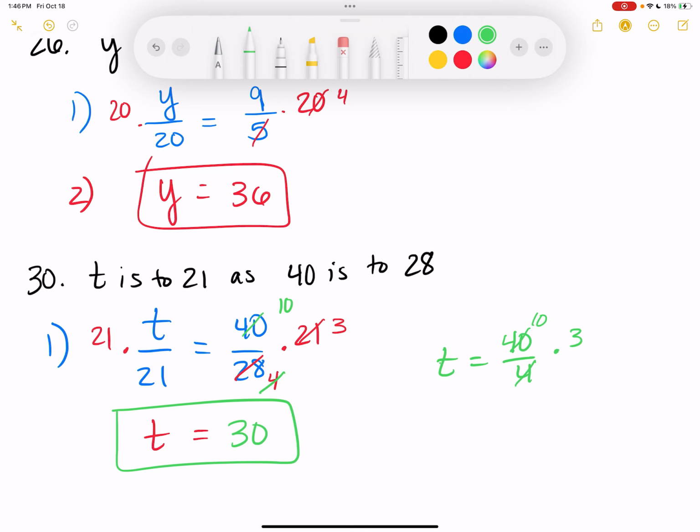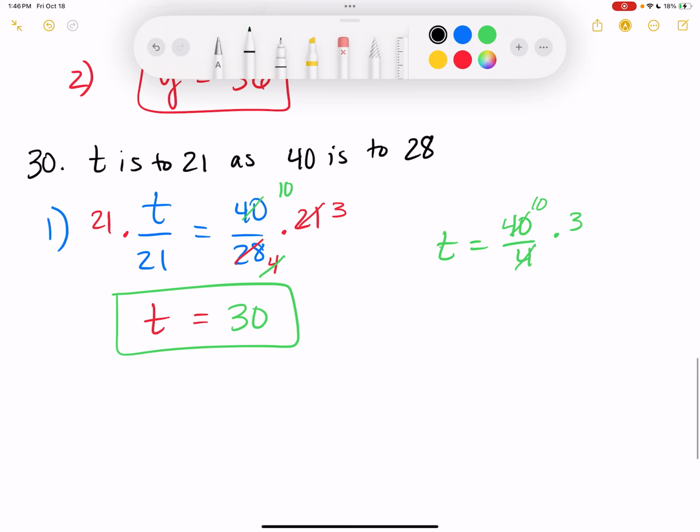Alright, a few more harder problems. 36 over 54 equals 2x over 6. So these aren't really super different from what we were doing in our two-step equation problem. All the other ones have pretty much been one-step problems.